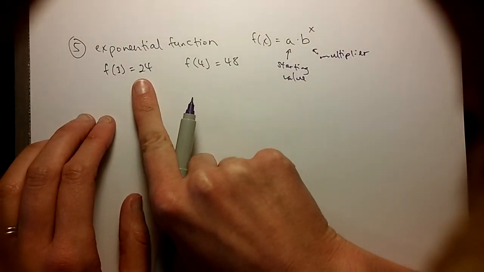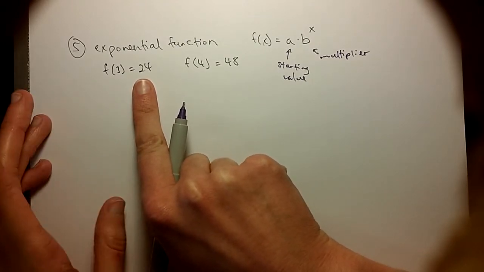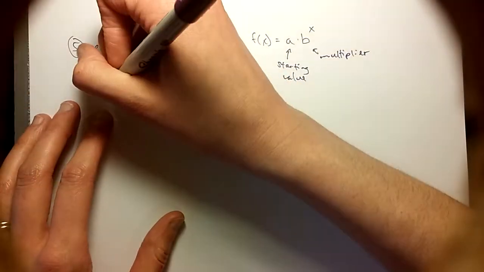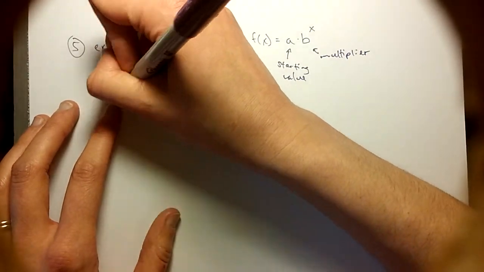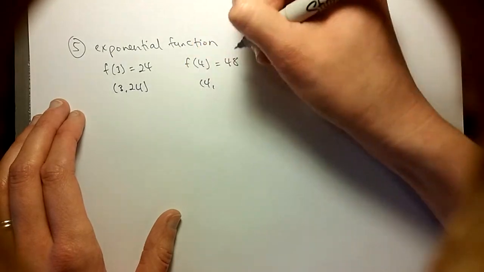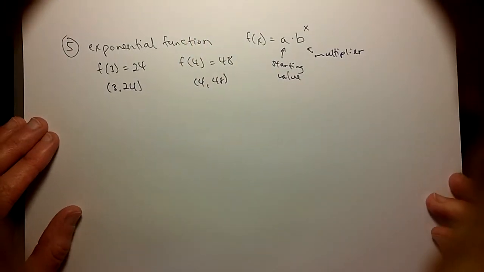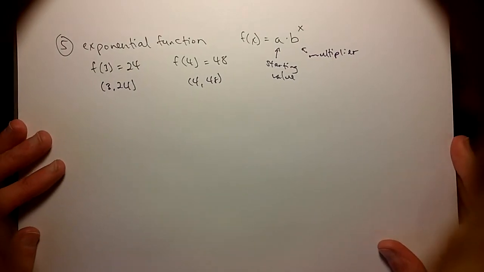So they give you this information. F of 3 is 24, which means when 3 is the input, 24 is the output. So that's a point, basically, at (3, 24). So we could write that information like this as a point. And then there's another point at (4, 48). And I think it's always helpful to make a table to help us figure out an exponential function.